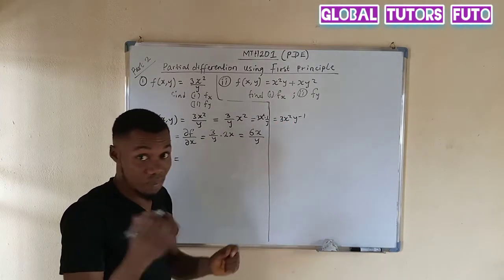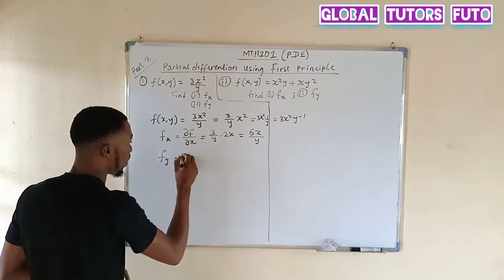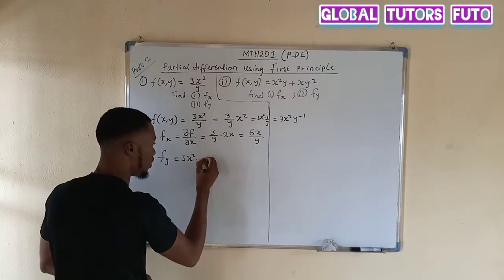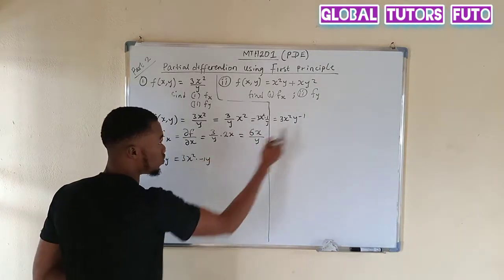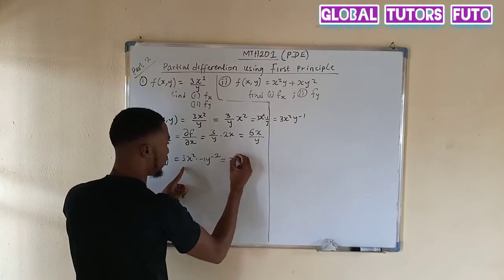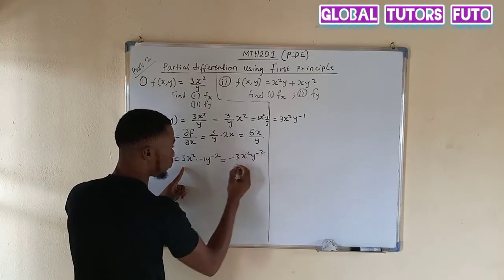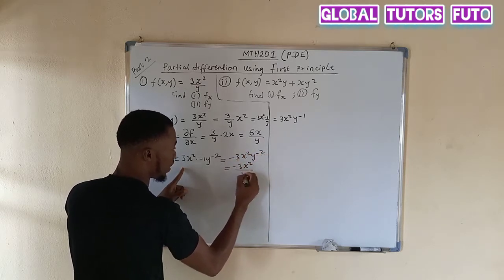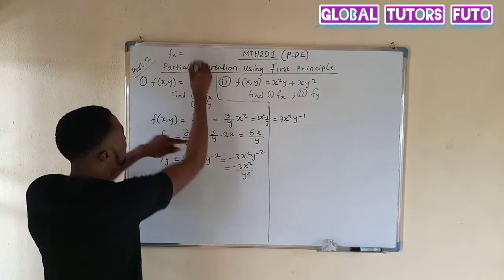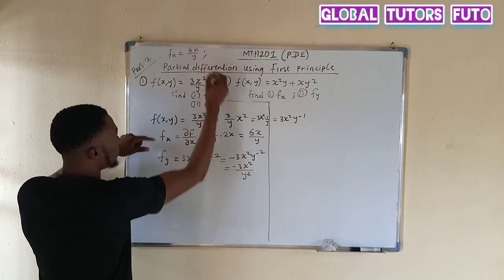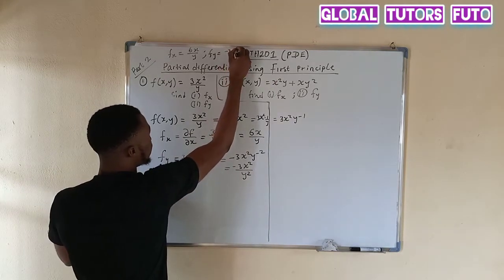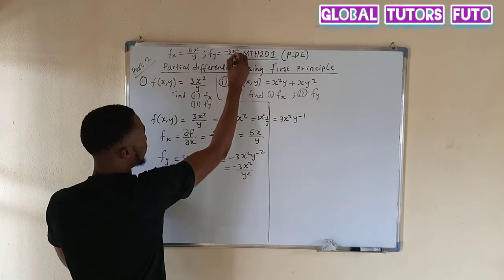So this is 3x squared, which is my constant because I'm working with respect to y. So I'll have 3x squared times, when I differentiate y to negative 1, minus 1 will come down. Then y to minus 1 will give me minus 2. So if I multiply everything I have, I'm going to have minus 3x squared y to negative 2, which is minus 3x squared over y squared. So for our f of x, we obtained 6x over y. Then for our f of y, we obtained minus 3x squared over y squared.